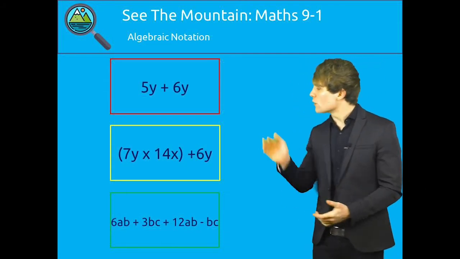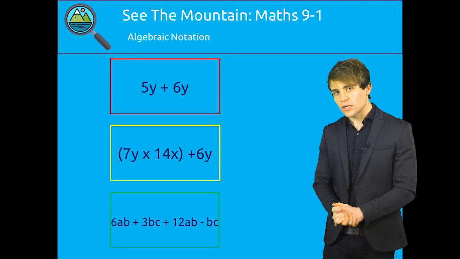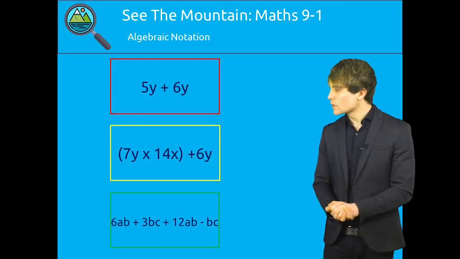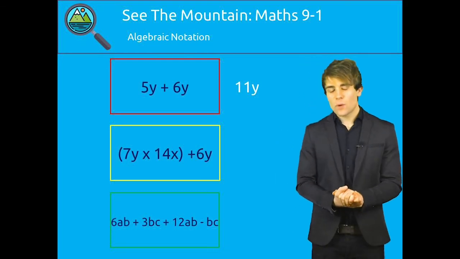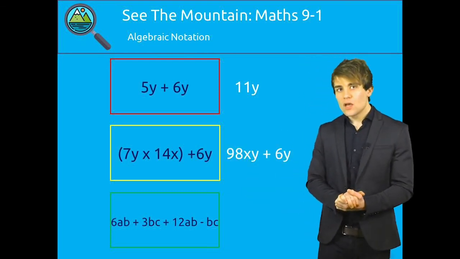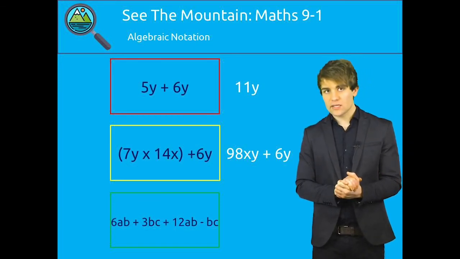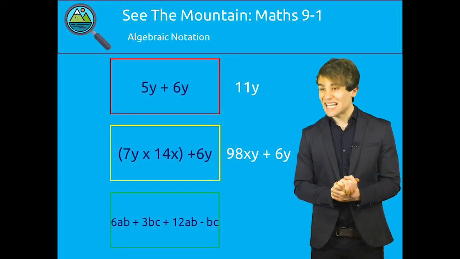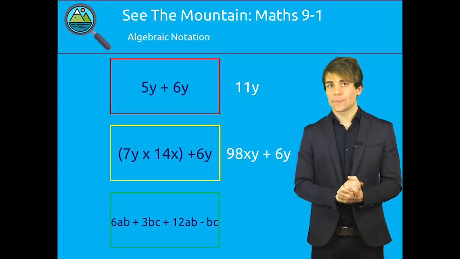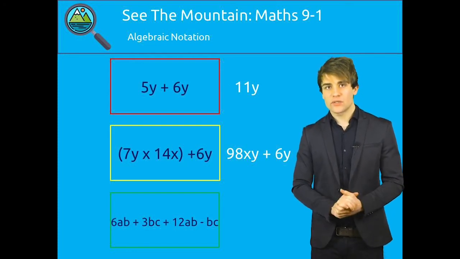Okay, finally, to my right, you've got 3 examples in increasing order of difficulty: red, amber, and green. So let's see how you can do. You should have found that 5y plus 6y gives 11y. In the amber example, we've got to multiply what's inside the brackets first. So 7 times 14 gives us 98, and x times y gives us xy. And then lastly, we've still got the 6y for a final expression of 98xy plus 6y.